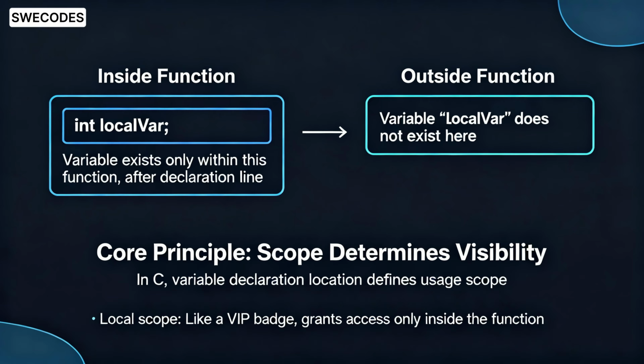1. The core principle: scope determines visibility. In C, where you declare a variable defines where it can be used. A variable declared inside a function only exists within that function, and only after the line it's declared on. We call this local scope. Think of it like a VIP badge that only grants access inside that one function. Outside of it, that variable doesn't exist.